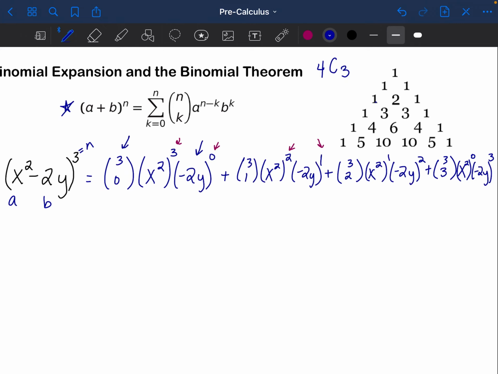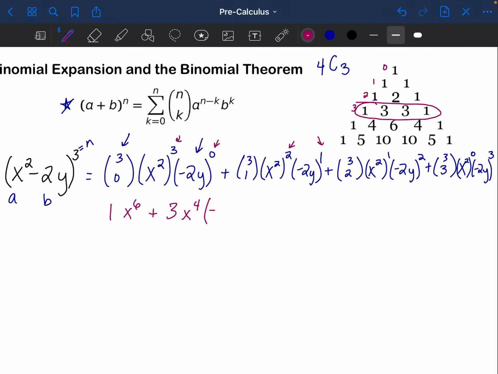Now we just got to get to simplifying. Well, when I'm looking at n equals 3, with Pascal's triangle, it always starts with 0. So this is going to be n equals 0, n equals 1, 2, 3. So we're looking at this row right here. So 3 choose 0, well, that's just 1. X squared to the third power is x to the sixth, and negative 2y to the 0 is just 1, so I'm not going to write it. Plus 3 choose 1, well, that's going to be 3 times x to the fourth times negative 2y.